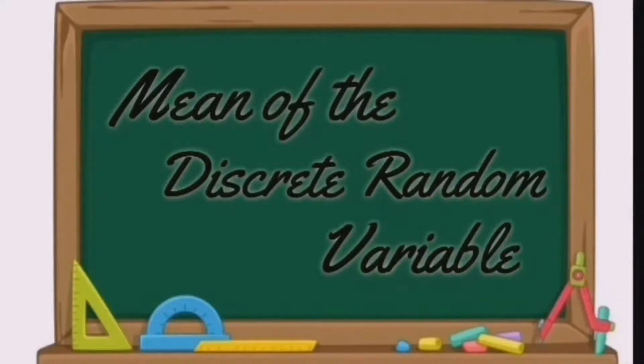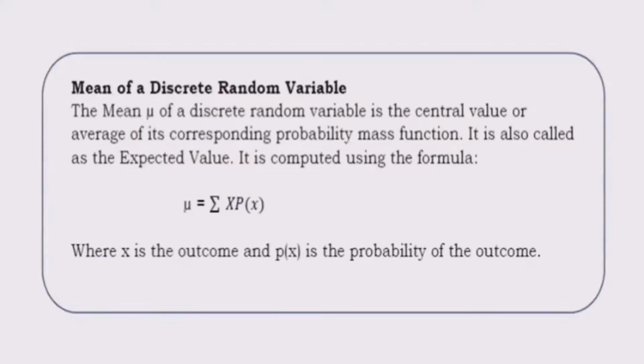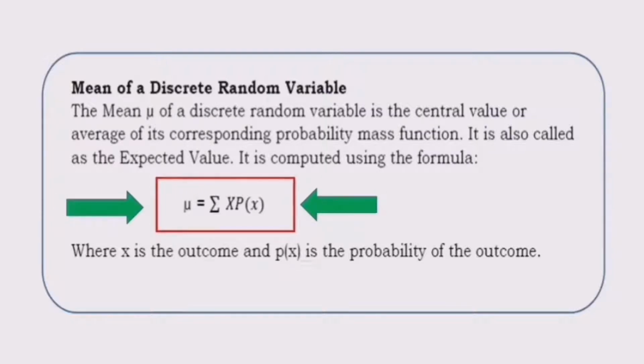Let's discuss the mean of the discrete random variable. The mean of a discrete random variable is the central value or the average of its corresponding probability mass function. It is also called the expected value. It is computed using this formula, where x is the outcome and p of x is the probability of the outcome.